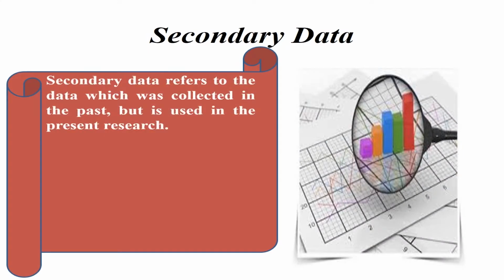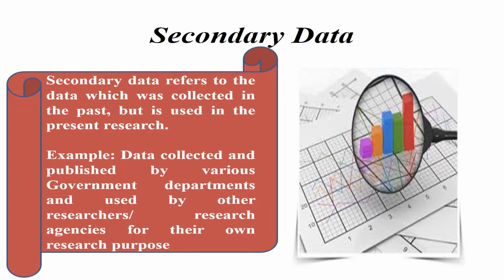Talking about the secondary data. Secondary data refers to the data which was collected in the past but is used in the present research. An example of secondary data is the data collected and published by various government departments and used by the researchers or research agencies for their own research purpose.